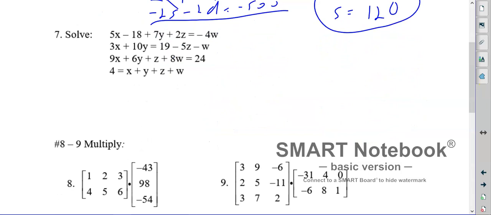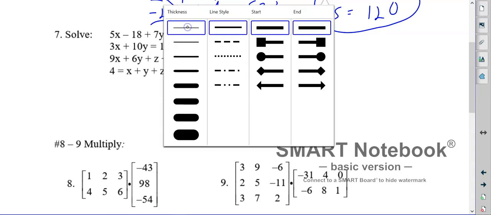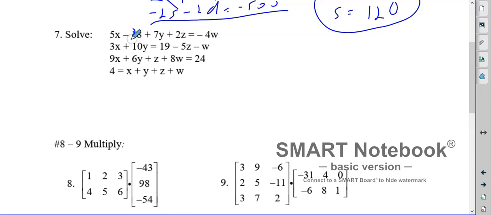All right, I just worked this whole problem through and realized there is an error because this does not exactly match the one in your packet. So first off, I'm going to just try to fix this up. This should be negative 38. And 3x plus 10y equals, this is a 50 on your paper.